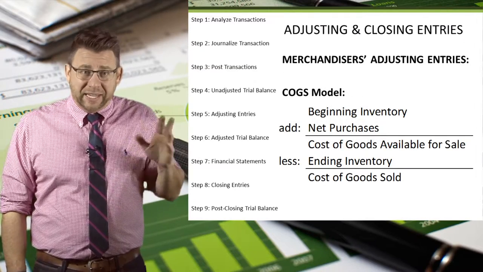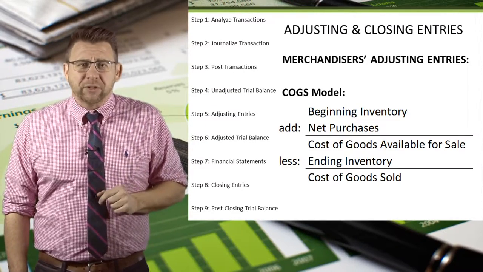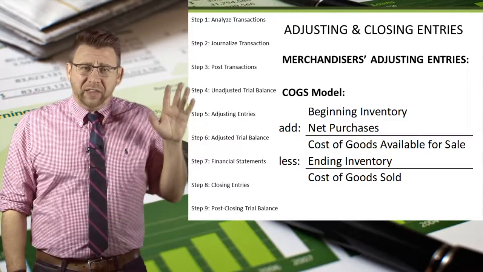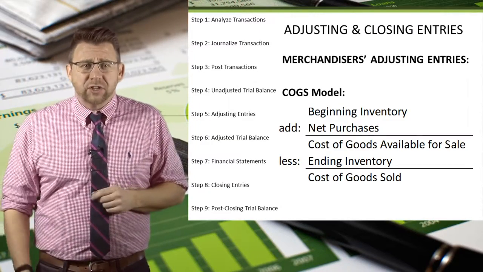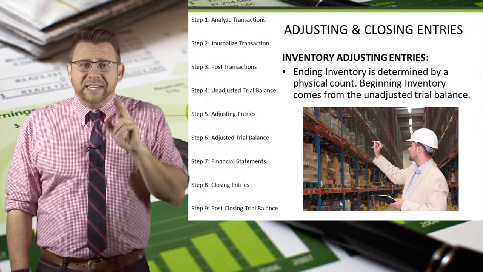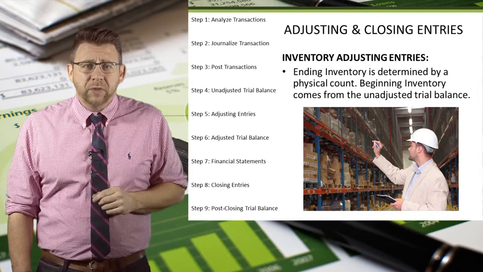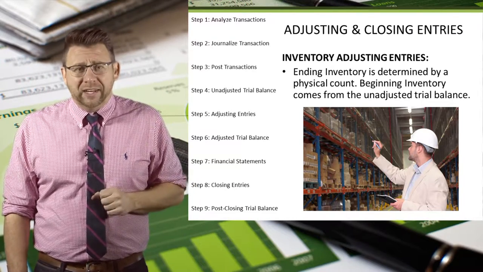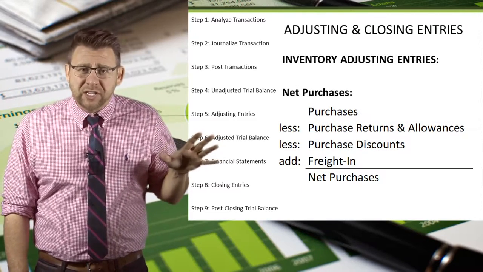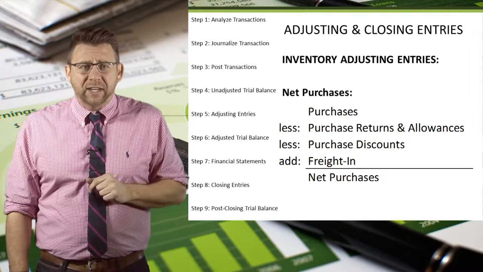The cost of goods sold model is beginning inventory plus net purchases equals the cost of goods available for sale. This represents all the inventory we could sell. From that, we subtract the ending inventory to arrive at cost of goods sold. Ending inventory is determined by a physical count of inventory. This needs to be done each time inventory is adjusted and cost of goods sold is recorded. Beginning inventory is the prior period's ending inventory. Net purchases are calculated by taking purchases minus purchase returns and allowances minus purchase discounts plus freight in.